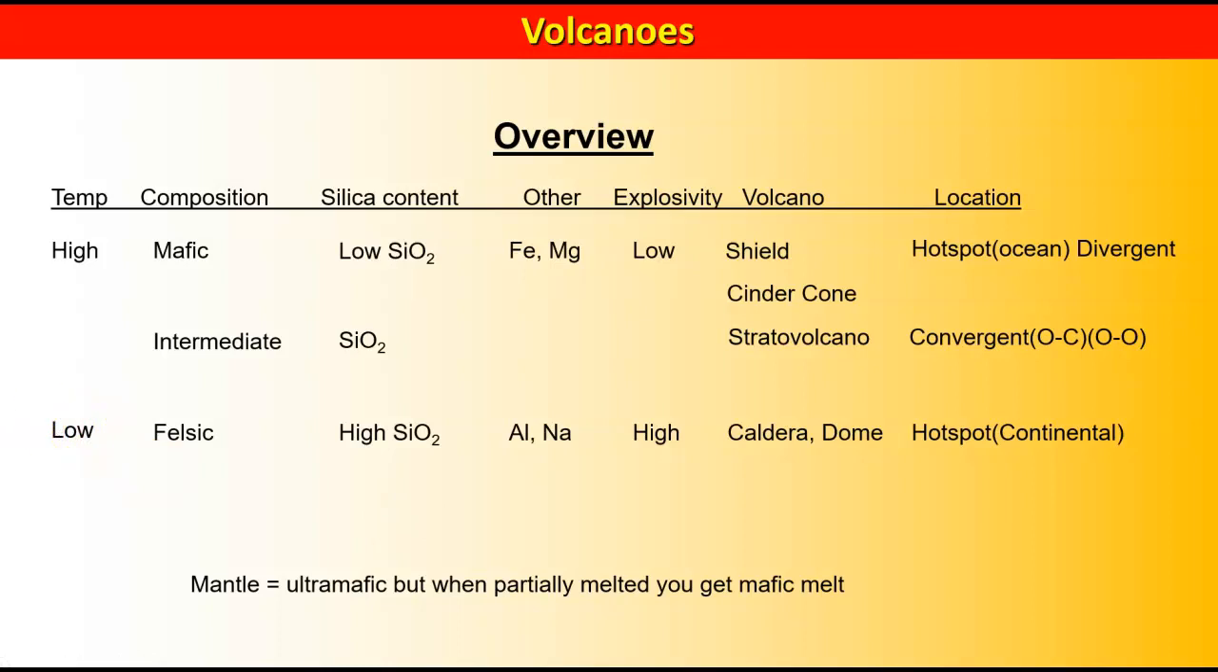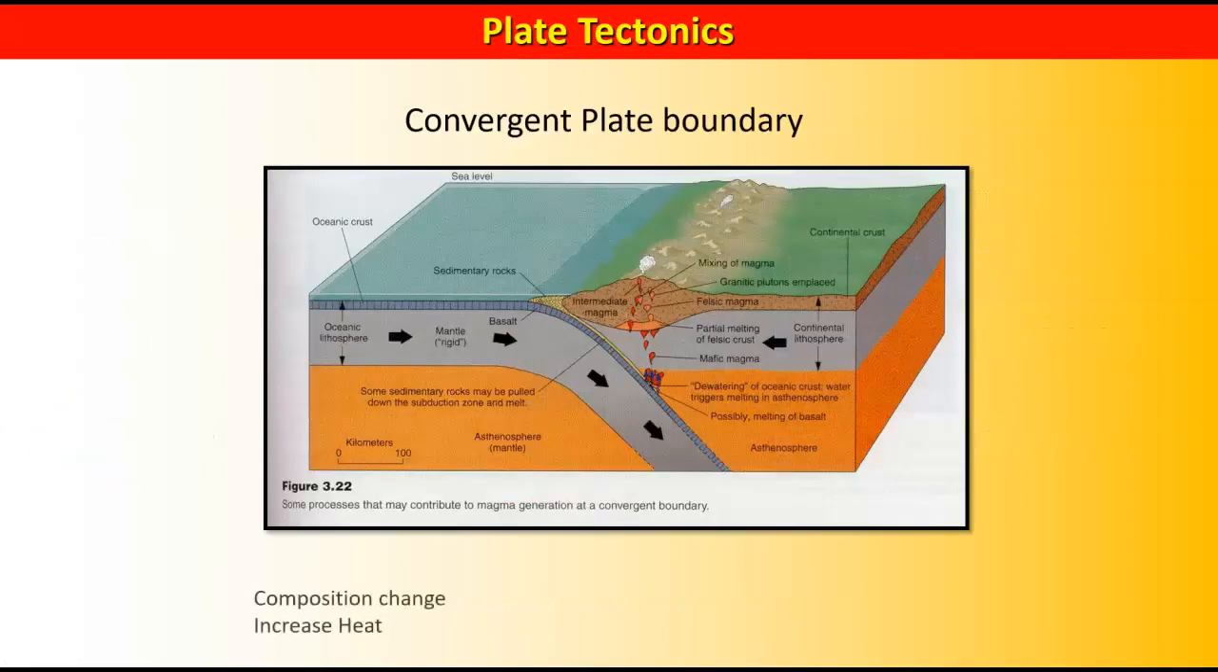So still kind of an overview. And then the last overview I'll throw at you is, of course, remember, where do we get these melts? In general, convergent plate boundaries. There's a process here. Now, this is a picture of an oceanic plate, right? It is subducting under a continental plate. And there's a process here that causes the mantle to partially melt. What's its composition here? It's mafic.